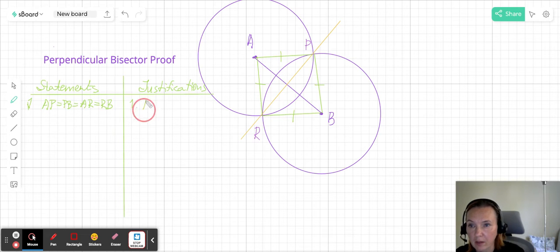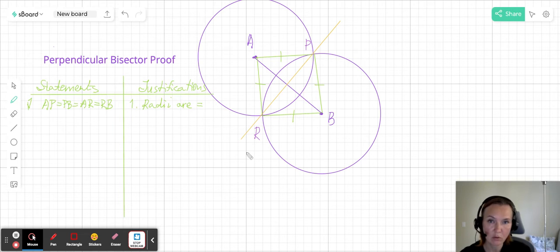So I can say radii are equal for two circles. So I kind of know what I mean by that. So radii of these two circles are equal. AP and AR are radii of one circle, PB and RB are radii of the other circle, and AP and PB are equal because the two circles have the same radius.